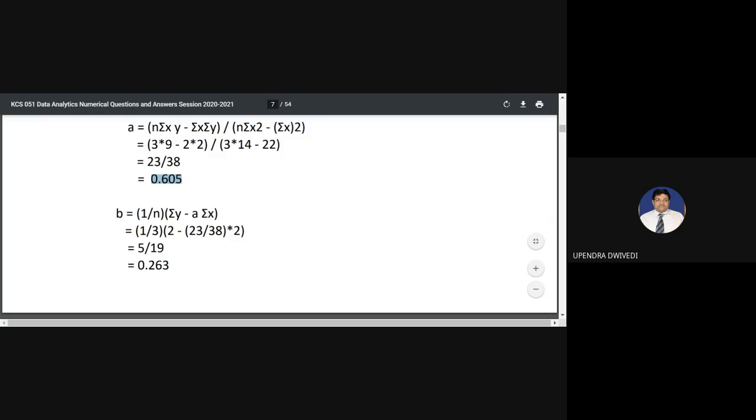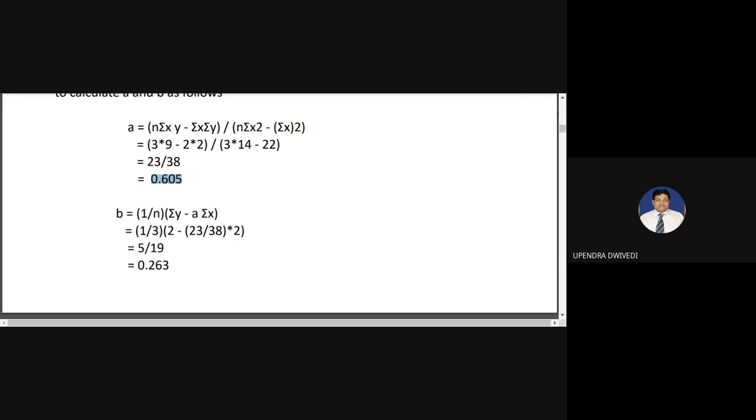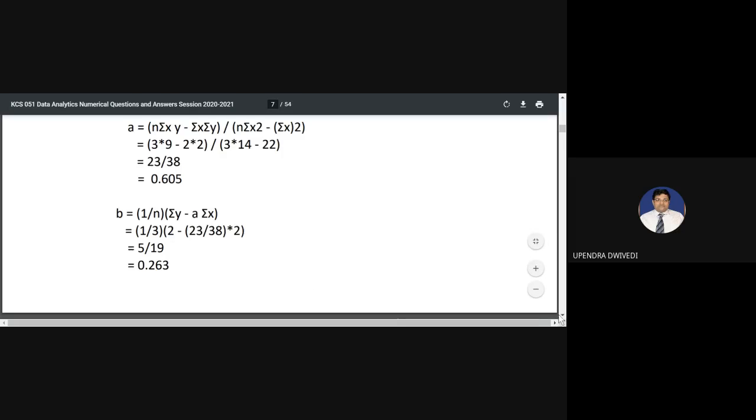In the same way, we calculate b. b will be 1 by n, where n is the total number of data points, multiplied by sigma y minus a sigma x. These values will be calculated and the outcome is 0.263.